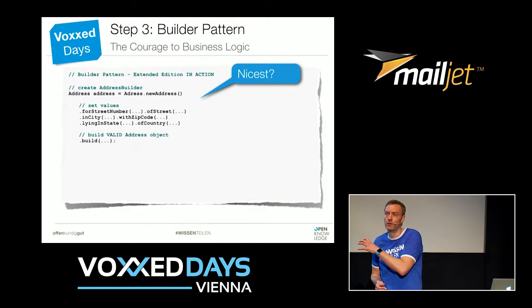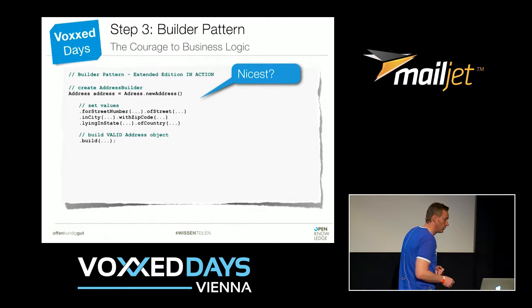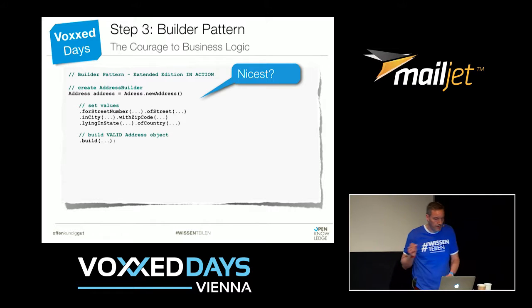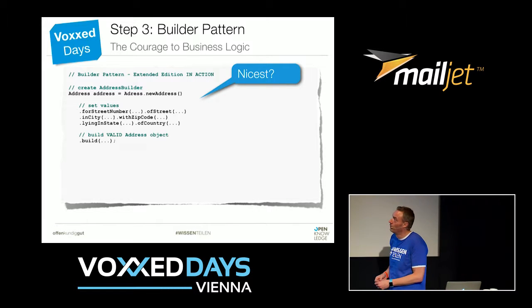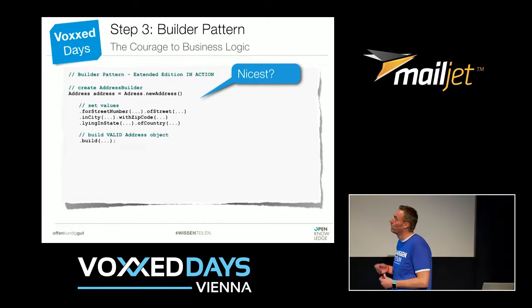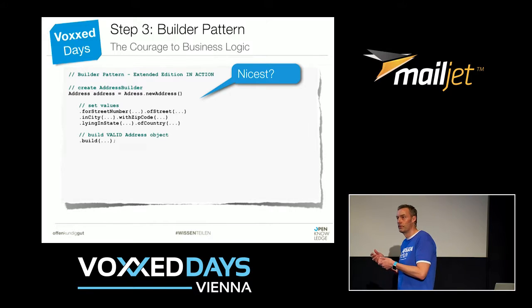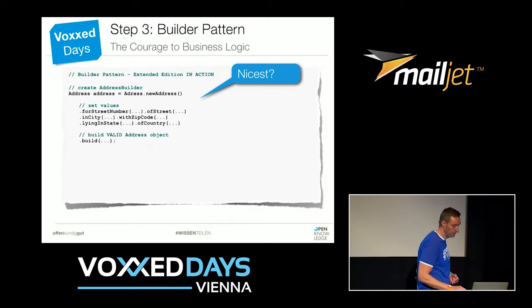This is something readable. And just think about that the parameters of the fluent API methods are value objects. So you have something like for street number and the parameter street number, of street and the parameter street, in city and the parameter of type city. So you cannot misuse this. You cannot make any mistake.